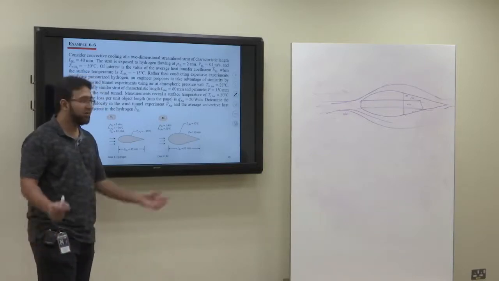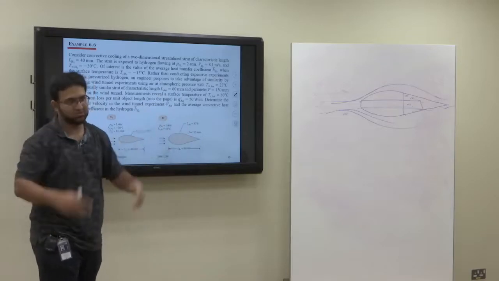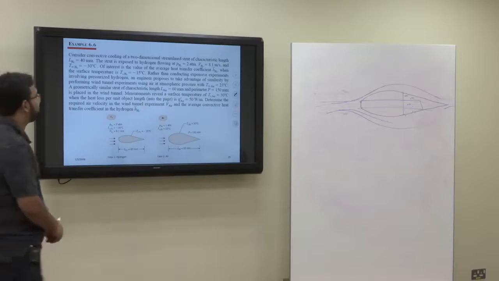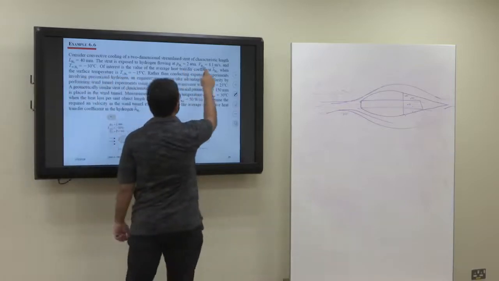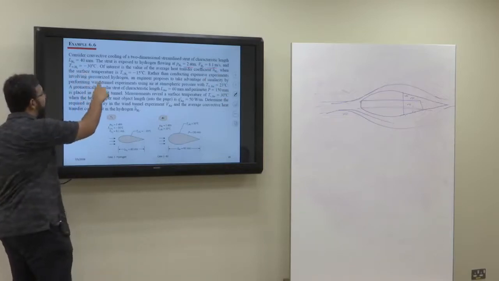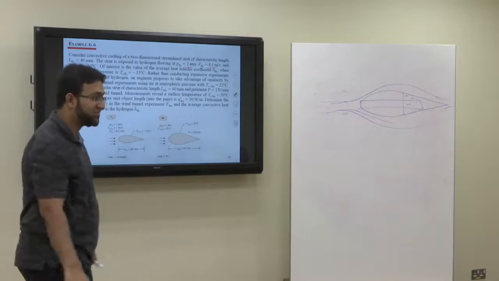One atmospheric pressure is the normal pressure we are living in. Two atmospheric pressure means pressurized. So it's pressurized hydrogen. Velocity is 8.1 meters per second, and what's the temperature? Negative 30 degrees centigrade. Wow, negative 30 degrees centigrade. That's the temperature of the hydrogen.